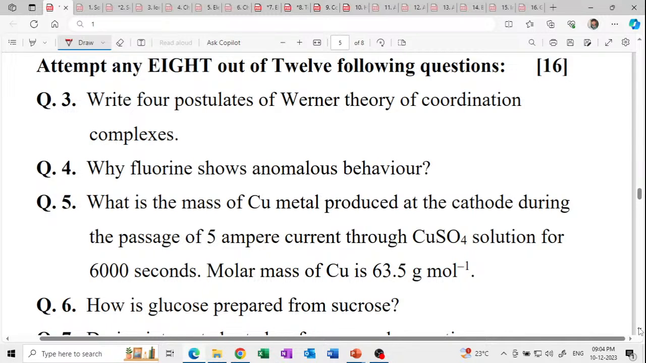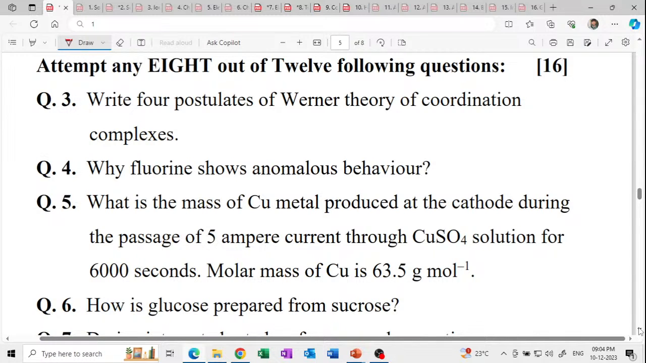Primary valencies are generally satisfied by the anions. Most of the time, primary valencies are satisfied by anions. The secondary coordination sphere consists of entities which satisfy the secondary valencies, and these are non-ionizable. Get it? It should be written down in this way, primary valencies and secondary valencies with respect to this.